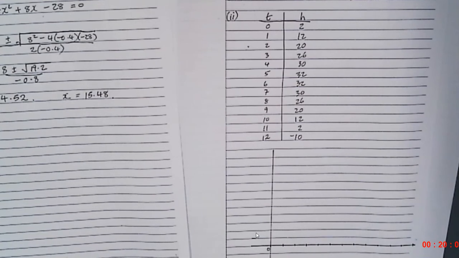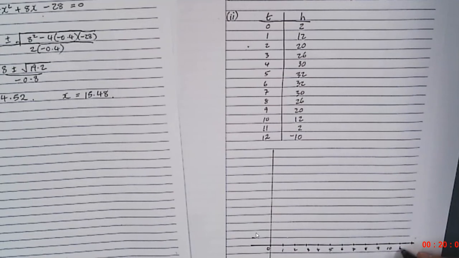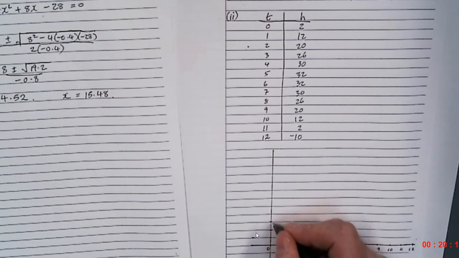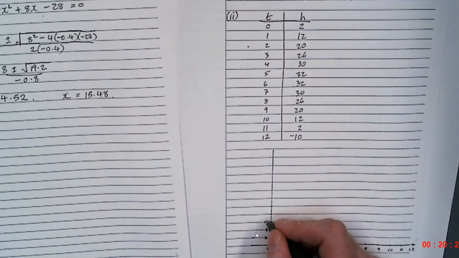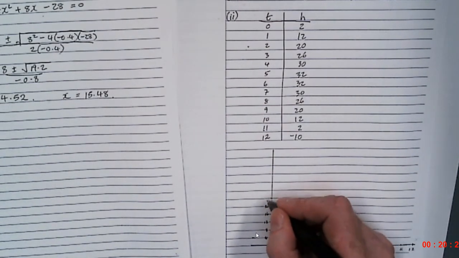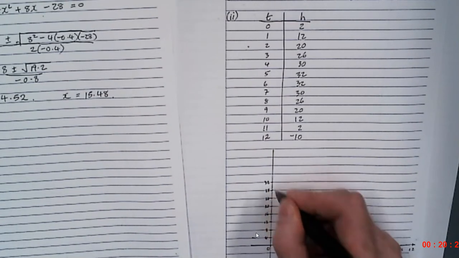Okay, so 1, 2, 3, 4, 5, 6, 7, 8, 9, 10, 11 and 12. So we're going up in 2s: 2, 4, 6, 8. Then 4, 8, 12 going up in 4s.